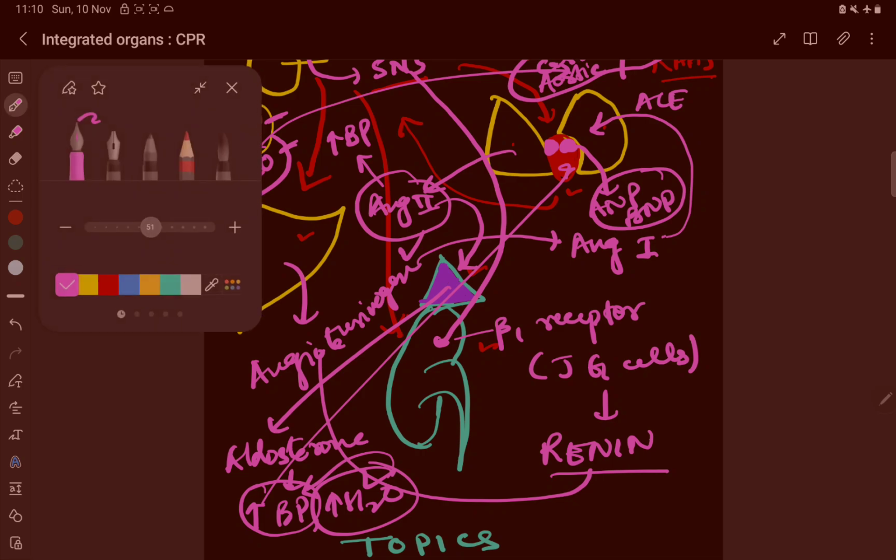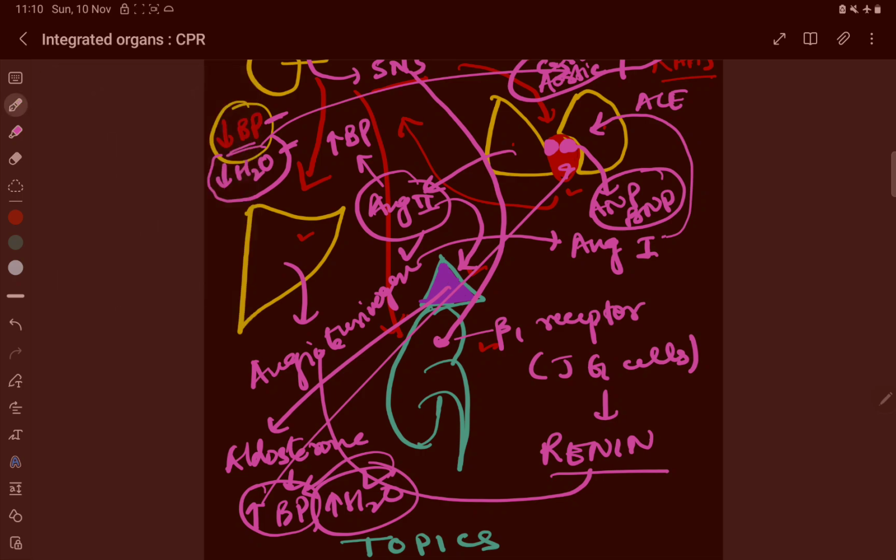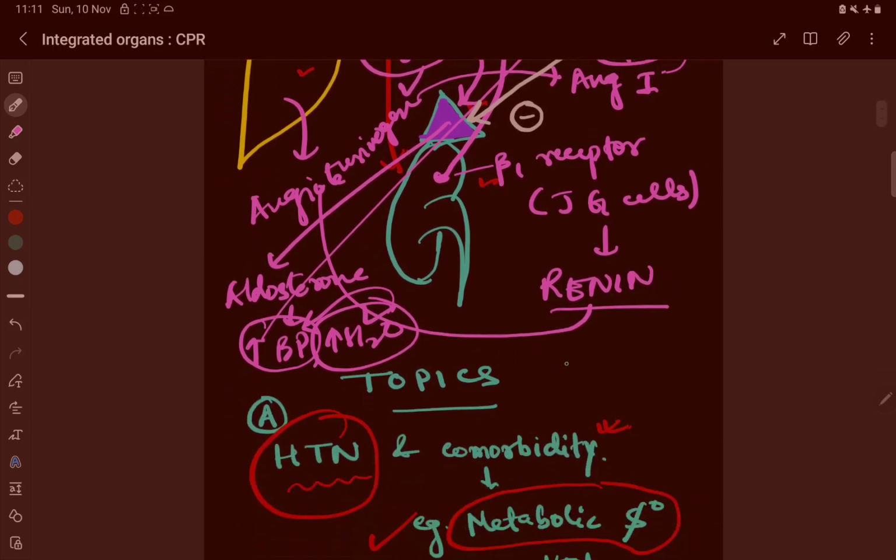And what will it do? It will inhibit the aldosterone synthesis. It will inhibit the angiotensin receptors. These are the AT1 receptors, okay, in the blood vessels. We will discuss AT1 and AT2 receptors. So it's a complex process of the RAS system.